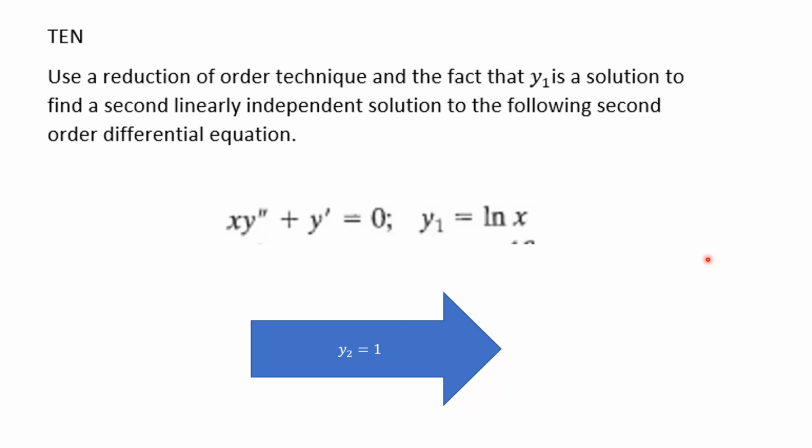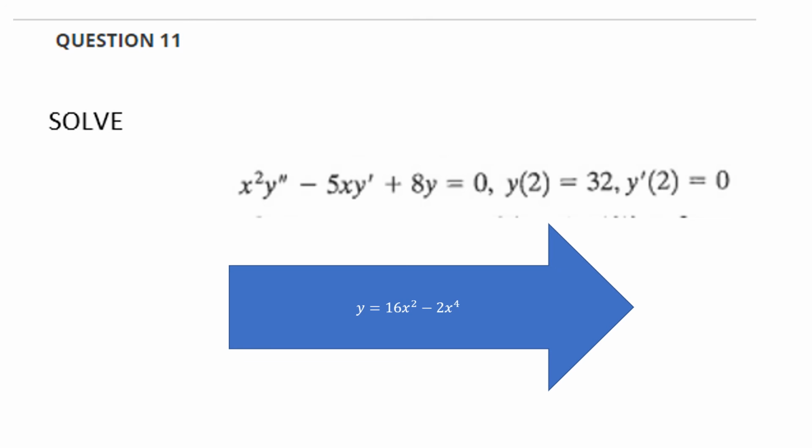Number 10, the directions were to use a reduction of order to find the solution, and the other solution is a constant. You could have gotten any constant, but I chose 1. Problem 11, this was a Cauchy-Euler problem, and it had initial conditions, and so you should have gotten y is equal to 16x squared minus 2x to the 4th.